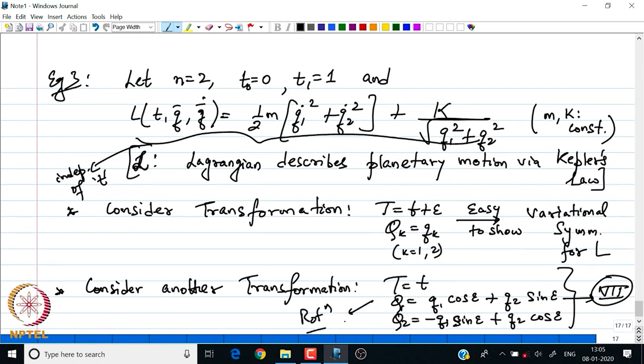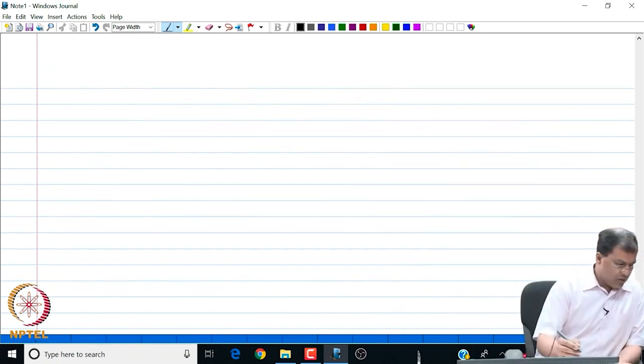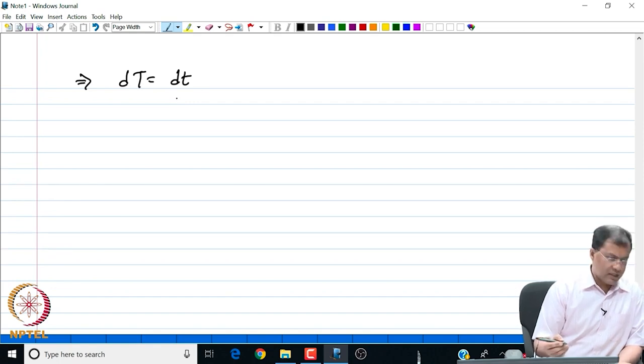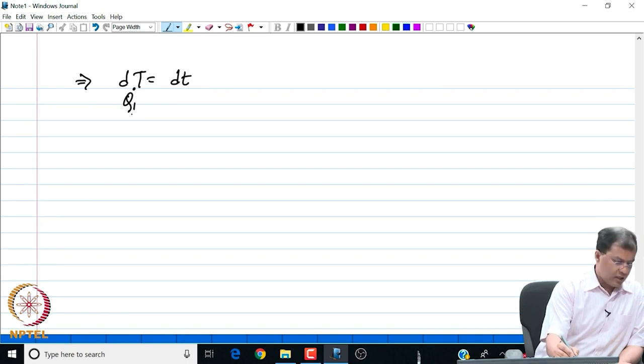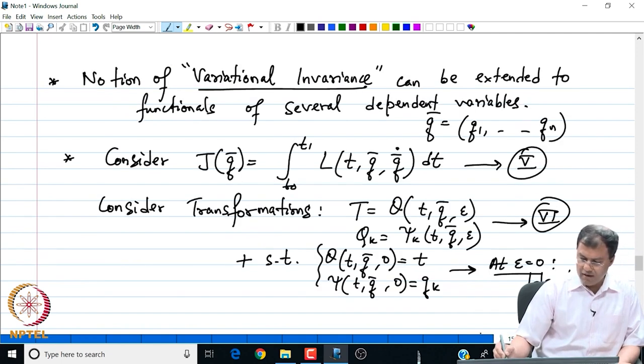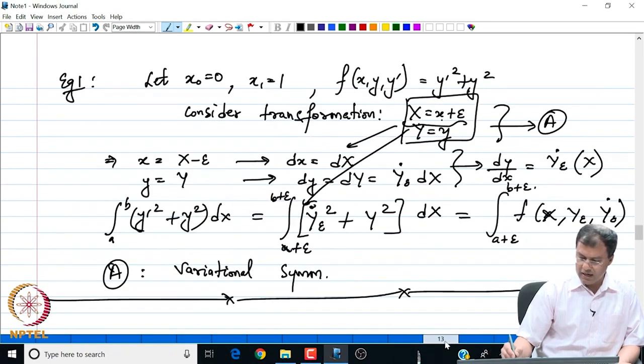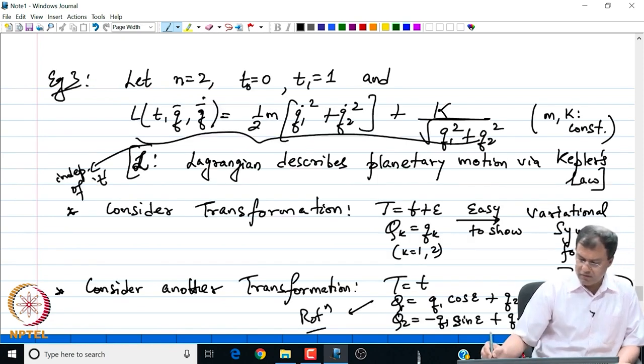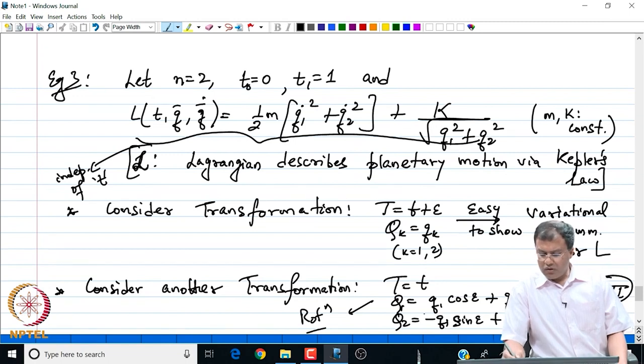So let us look at what happens under this transformation. What is the form of my Lagrangian? For this transformation 7, dT is small dt, because of the way we have set up the variables. Q1 is q1 times cos epsilon and sin epsilon. The only dependence on the variable t, which is small t, is via q1 and q2. So when we take the derivative, we are differentiating the variables small q1, small q2, because the parameter epsilon is fixed, right.